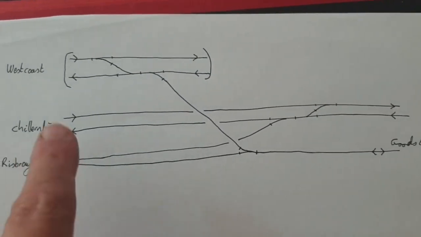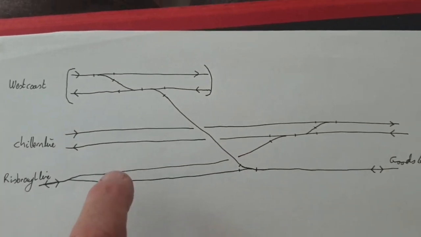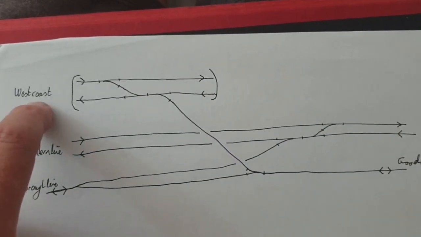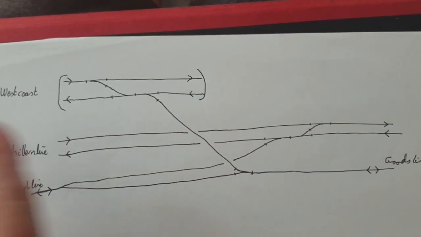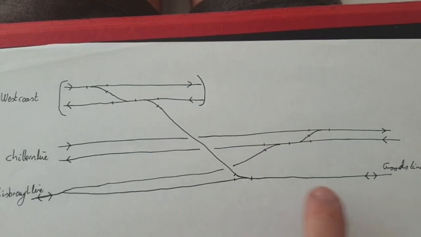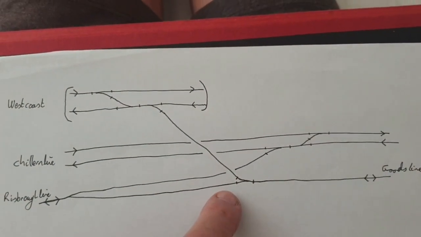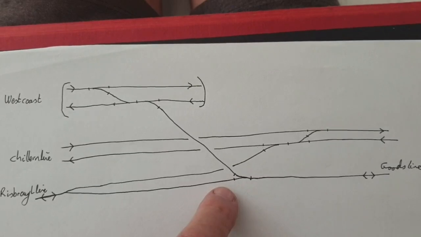So there's various bits of things happening. The main points will be set so that my West Coast line and my Chiltern line are just flowing through normally, and it's only when I want to move trains across that I need to change the points and have the signals indicating various things happening.